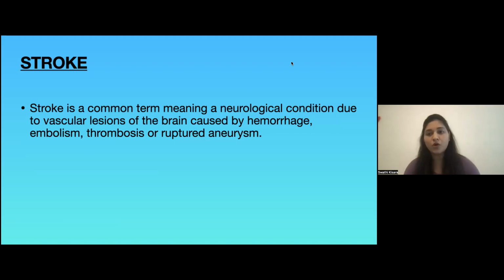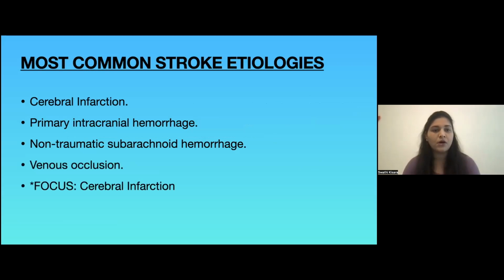So what is stroke? Stroke is a common term meaning a neurological condition due to vascular lesions of the brain caused by hemorrhage, embolism, thrombosis, or ruptured aneurysm. The following are the most common etiologies of stroke, the most common being cerebral infarction, the other causes being primary intracranial hemorrhage, non-traumatic subarachnoid hemorrhage, and venous occlusion. But in today's presentation, my main focus is on cerebral infarction.